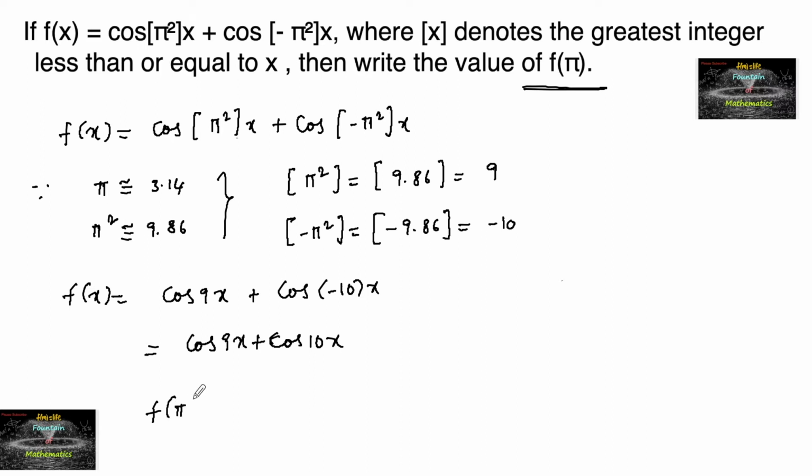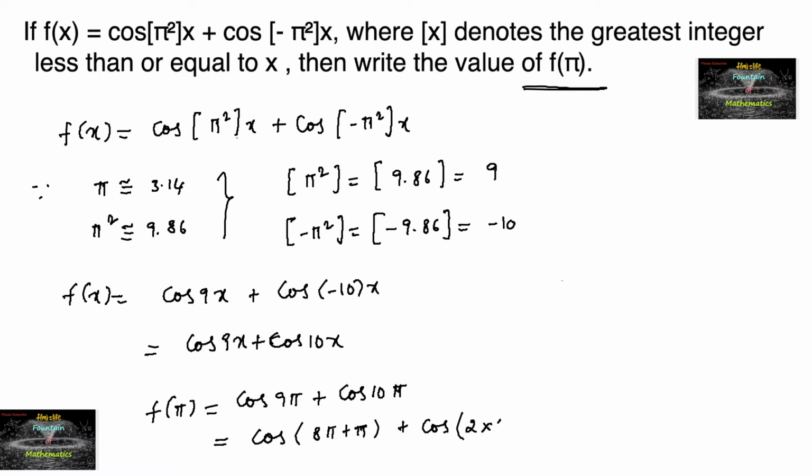And f of pi is equal to cos 9 pi plus cos 10 pi. So cos 9 pi we can write as cos of 8 pi plus pi, and cos 10 pi is nothing but cos of 5 times 2 pi. Since we know that cos of 2n pi plus theta is the same as cos theta, because it repeats after every multiple of 2 pi, let us use this.